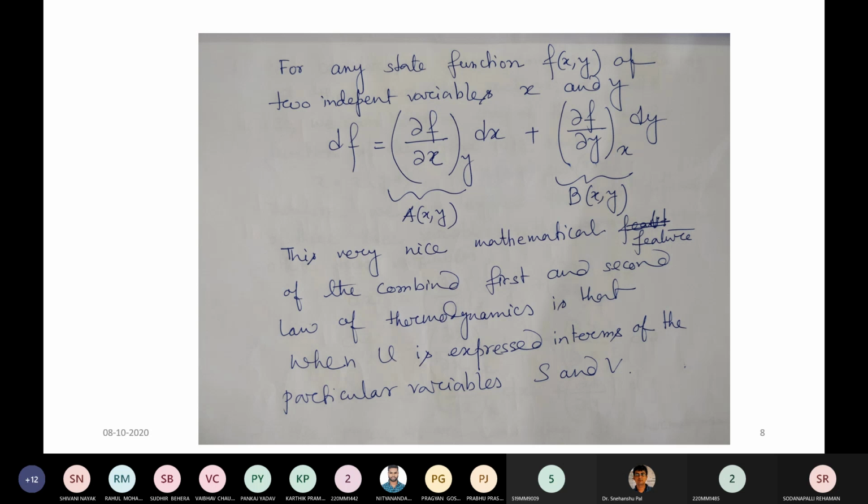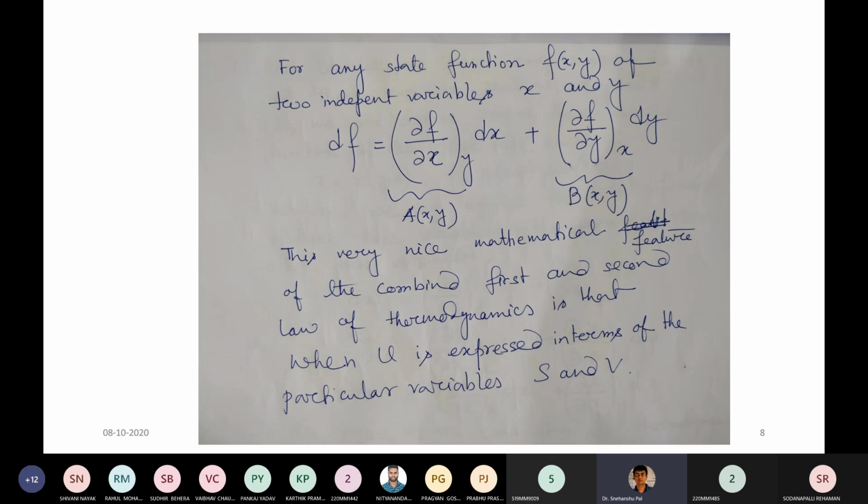Now it is related to certain mathematical representation or mathematical calculations. So we have to understand what the differential form is and how one can do the differential interpretation mathematically. So for any state function, suppose a function f of x, y, where the independent variables are x and y. These two are independent variables.